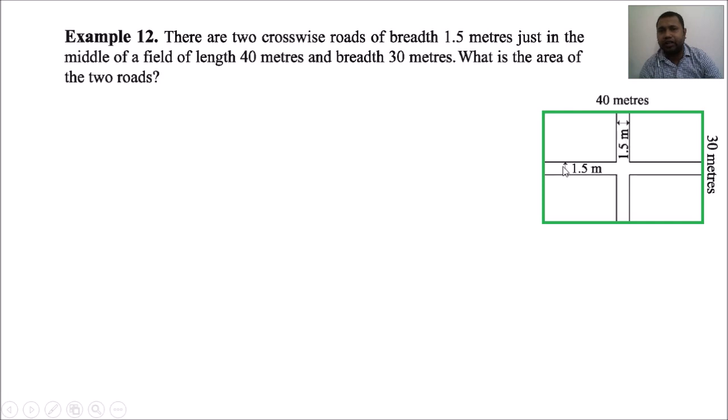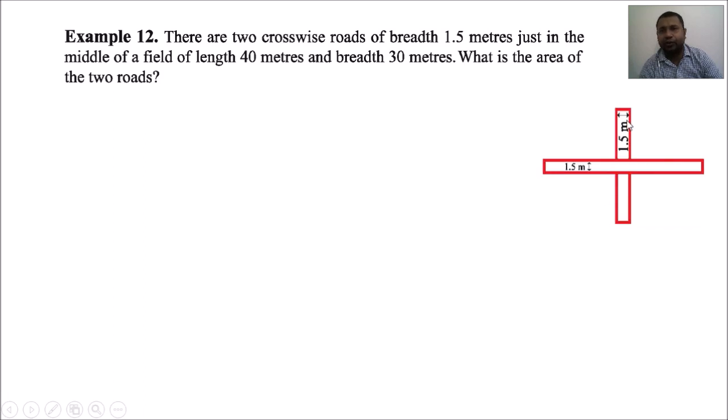So we have to find out just this one, we don't need to find the total area. That means I don't need to find out these four blocks. I just need to find out these crosswise roads, their area. So here is the road, I am just writing the road. You can see there are two roads crosswise. One is along the length, another one is along the breadth.